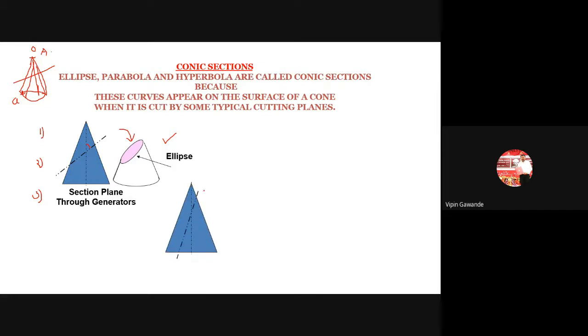Now for the parabola, the cutting plane is inclined to the axis. The first condition is that it is inclined to the axis, and it is parallel to one of the generators. If this condition is satisfied, then the section obtained is called the parabola. So the first condition is the same as that of the ellipse: the cutting plane is inclined to the axis. The second condition is that it is parallel to one of the generators; then the resulting conic section is a parabola. And if it cuts all the generators, then the resulting section is an ellipse.